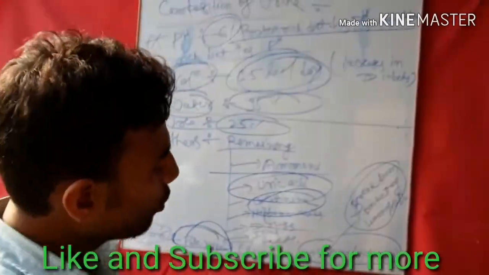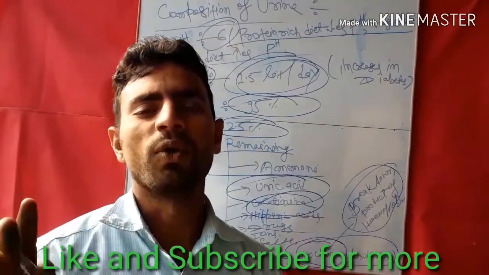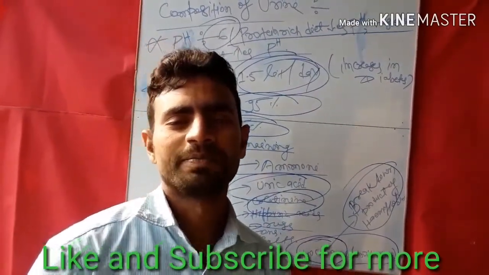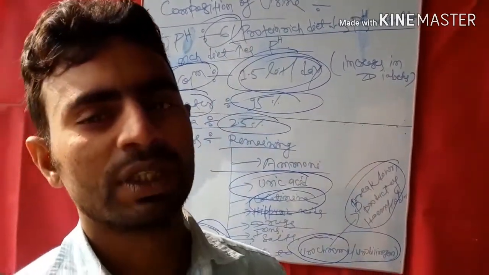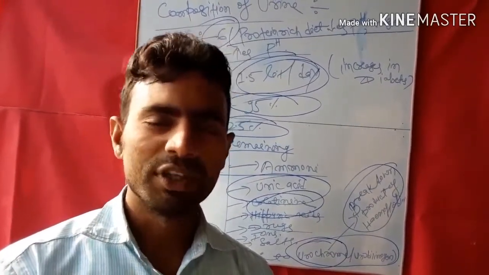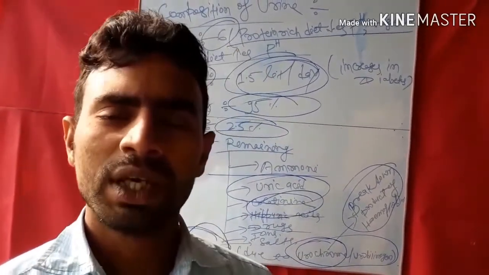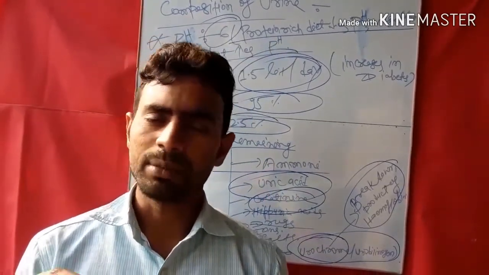Okay, urochrome is the breakdown product of hemoglobin. This means in urine, never forget that the pH of urine is 6, because this is a very important point. This question has been asked in the exams, so never forget this point: the pH of urine is 6.